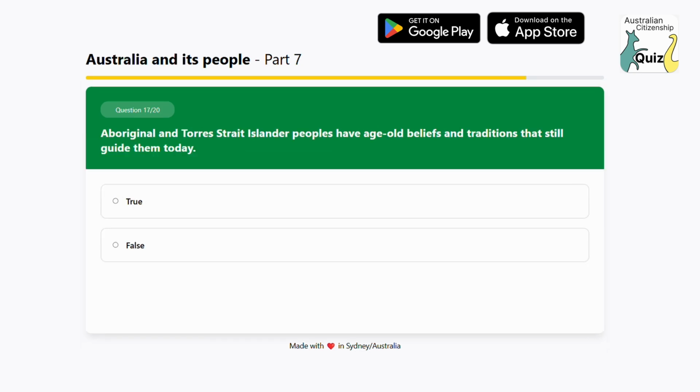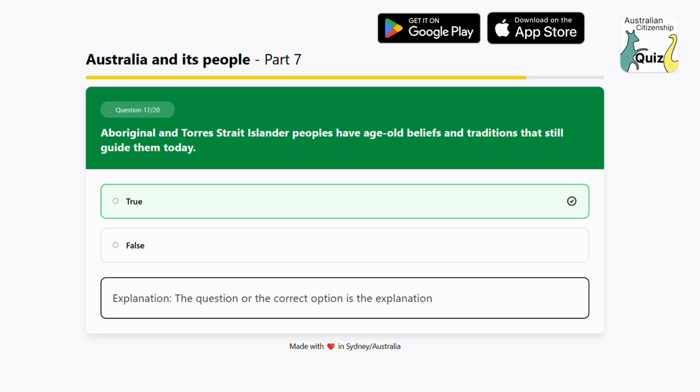Aboriginal and Torres Strait Islander peoples have age-old beliefs and traditions that still guide them today. Option 1, true. Option 2, false. The answer is true. Explanation: the question or the correct option is the explanation.